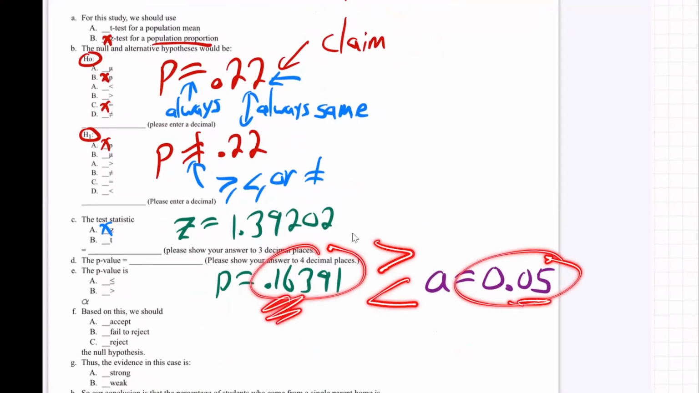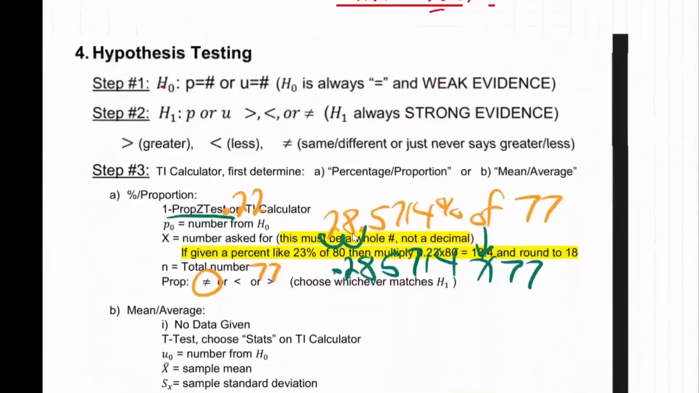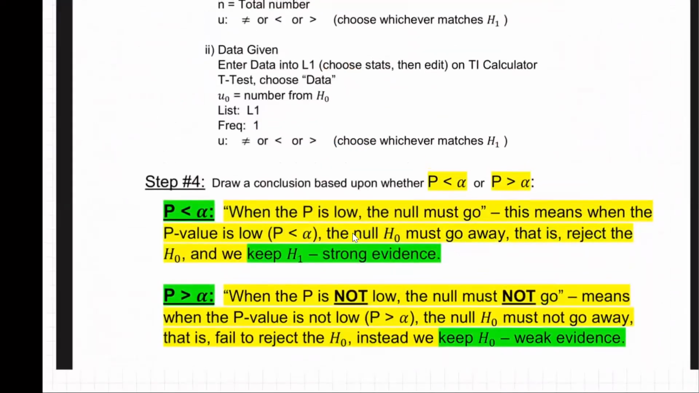Well, 16 is bigger than 5, so certainly it is greater. So we're going to choose greater. The p-value is greater than alpha. Okay, and based on this, is it accept, fail to reject, or reject? Well, this is where we go to the notes again. It'll help us. Step 4, the last step now. It all depends on whether p is less than alpha or p is greater than alpha. We had p greater than alpha, right? Our 0.16 was greater than 0.05.